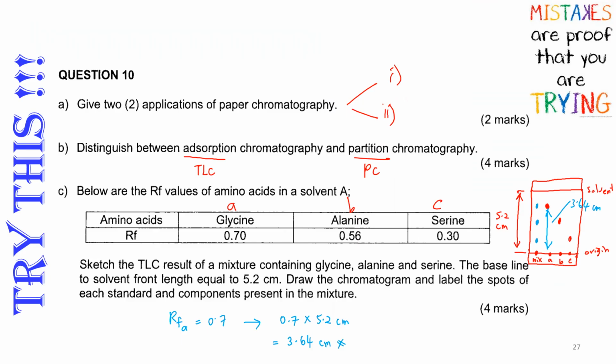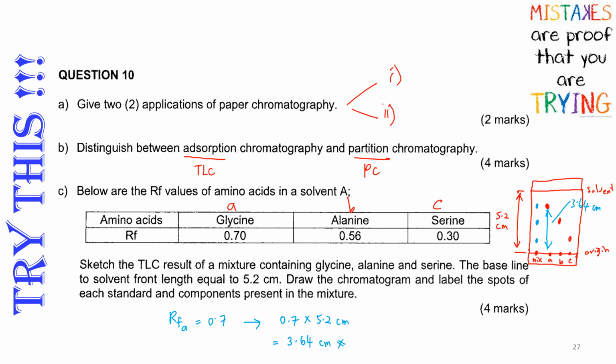Okay, and then this is an example of a final exam question. From question 10: Give two applications of paper chromatography. You write them there. Distinguish between adsorption chromatography and partition chromatography. So adsorption is TLC, partition is PC. So for distinguish, you have to distinguish what needs to be distinguished here. You can distinguish their mobile phase, their stationary phase, and what is the same and what is different. Have a look there.